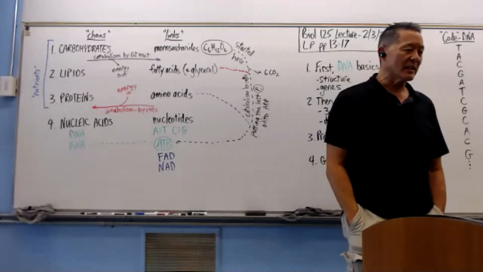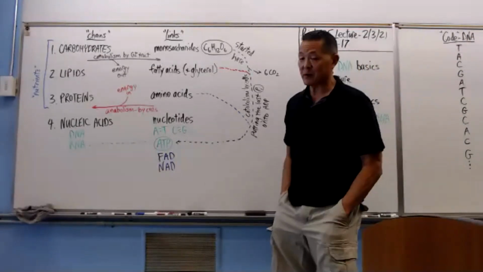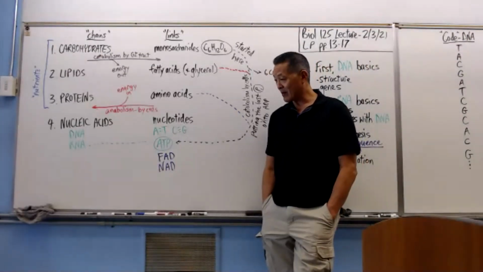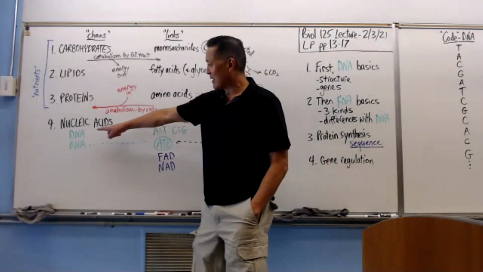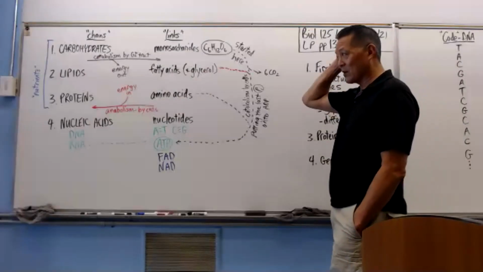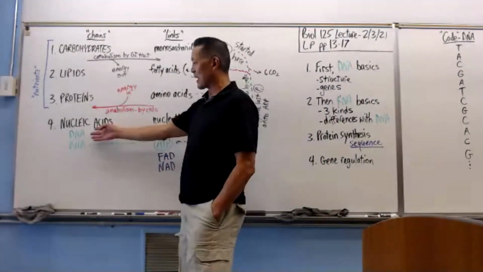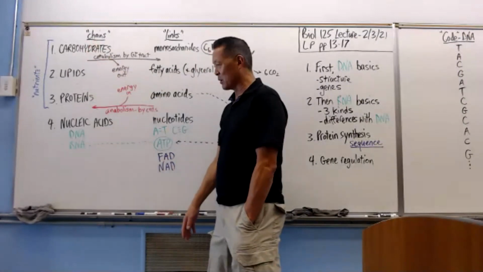Okay, now this is the next big topic for points on lecture exam 1, and I only have 2 lectures on this. And this has to do with DNA, which is a nucleic acid. Nucleic acids are biologically important. That's why they're listed as one of the 4 chains. It's just you don't have to eat them, so it's not one of the nutrients.